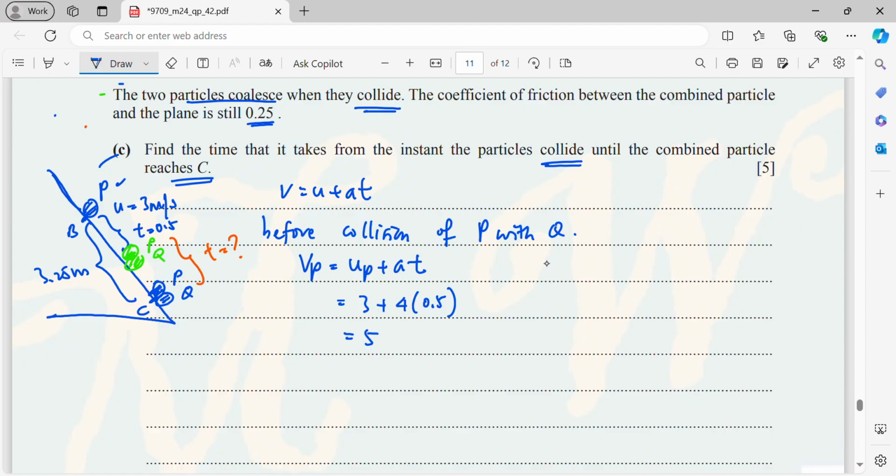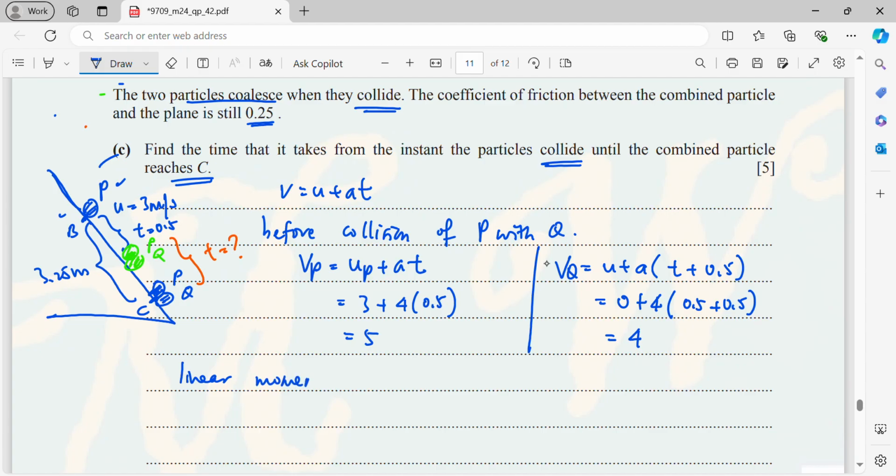And then at the same time, the VQ, okay, U plus AT, the T is T plus 0.5. Then the U is 0 because we are counting from the B. So the particle Q is released from the B. So then the A is still 4, the T is 0.5, then plus another 0.5. Obviously, it is 4 meter per second. Now, here, I need to find when they combine together, what is their V? Okay, so linear momentum. We are referring to the linear momentum now. Linear momentum before the collision.